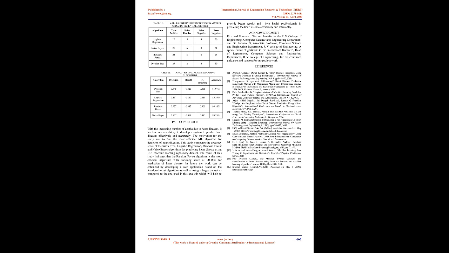4. Conclusion. With the increasing number of deaths due to heart diseases, it has become mandatory to develop a system to predict heart diseases effectively and accurately. The motivation for the study was to find the most efficient ML algorithm for detection of heart diseases. This study compares the accuracy score of decision tree, logistic regression, random forest, and naive Bayes algorithms for predicting heart disease using the UCI machine learning repository dataset. The result of this study indicates that the random forest algorithm is the most efficient algorithm, with an accuracy score of 90.16% for prediction of heart disease.